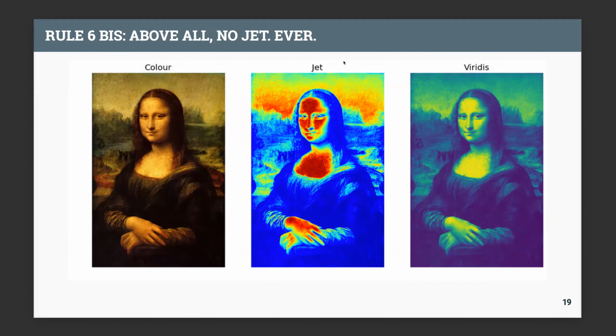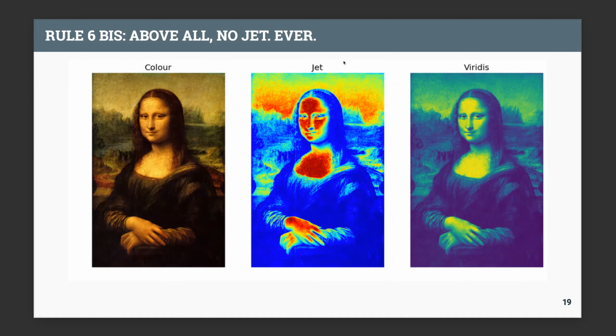So this is another illustration of why the jet is bad. So here you have Mona Lisa, the original color on the left. We can translate it into gray level. And then if I use a jet color map, you will see these red areas that are really salient in the image, but for no reason.